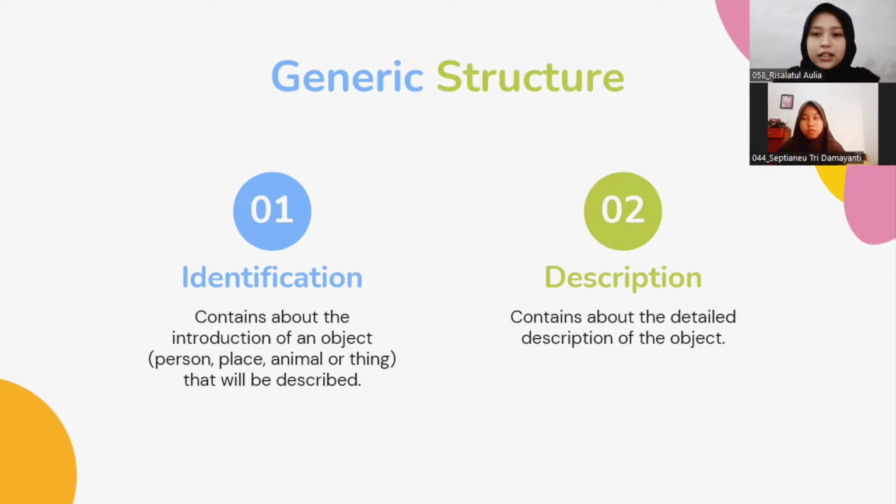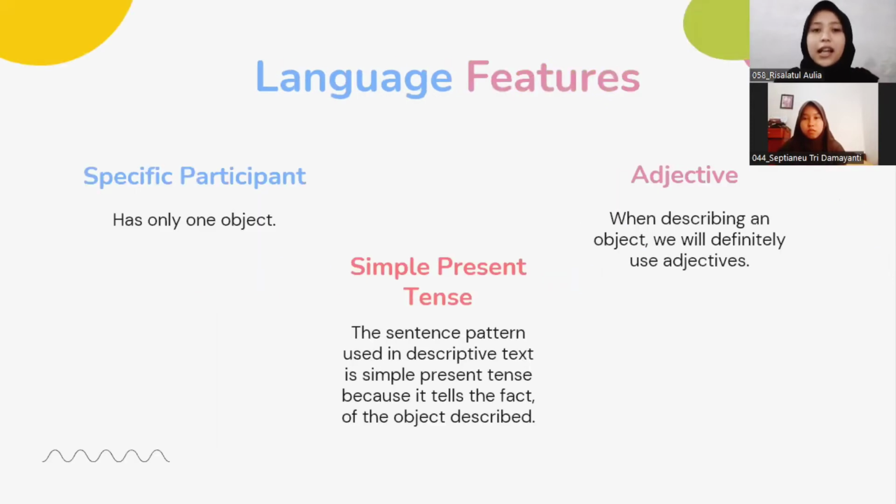Okay, the next is language features of descriptive text. There are three language features of descriptive text. The first is specific participant. Has only one object. It means in descriptive text, we only describe one object. For example, we will describe about Justin Bieber. So we must focus on describing what Justin Bieber is like, not describing other people.